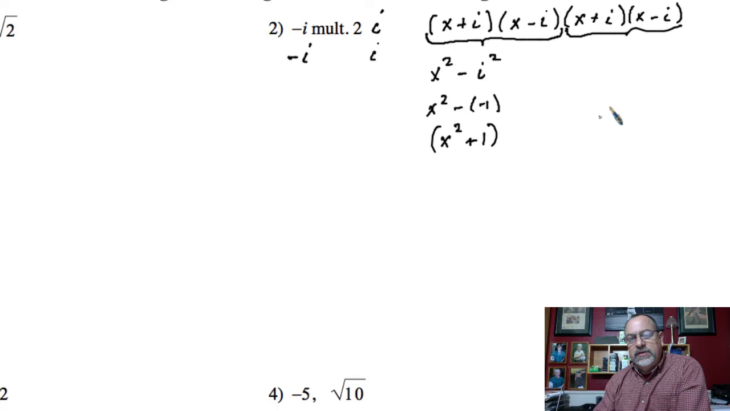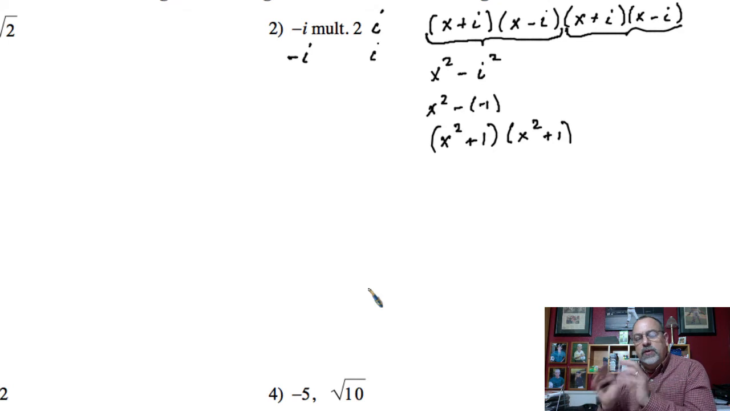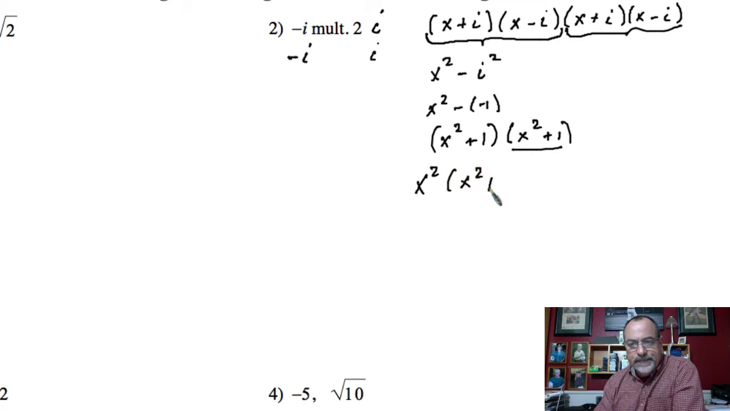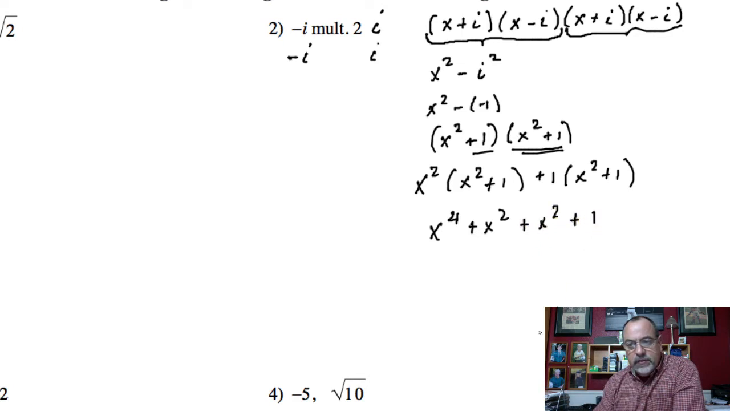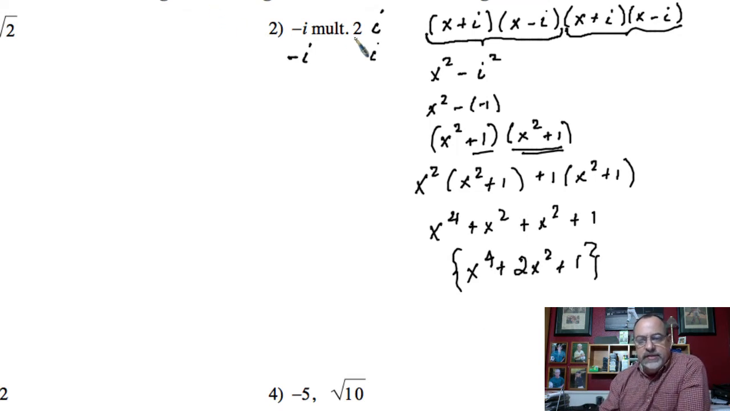Now, these two are identical, so I'm going to get the same thing again, so I don't need to multiply that out again. So again, by multiplying the conjugates together, that i goes away, and now in my last step, I don't have to worry about those. So again, I'm going to use the distributive property, so I'm going to take this x squared times this, and then I'm going to take this positive 1 times this, and simply distribute. So x to the 4th plus x squared plus 1. So x to the 4th, x squared plus x squared is 2x squared plus 1. So this would be the polynomial in standard form that has these as its zeros.